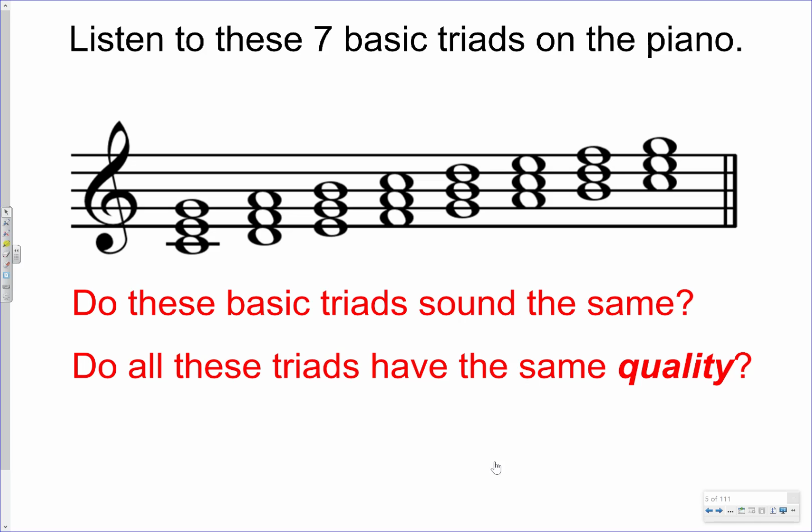Now, college, what I'm going to do is play these 7 basic triads on the piano, and while I do that, I'd like you to answer the following 2 questions. Number 1, do these basic triads sound the same? And number 2, do all these triads have the same quality? And you'll recall from our study of intervals that quality means major, minor, diminished, augmented. Let's take a listen to these 7 basic triads that I'll play on the piano.